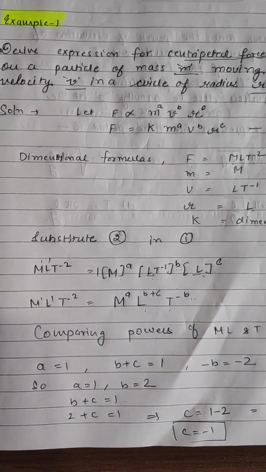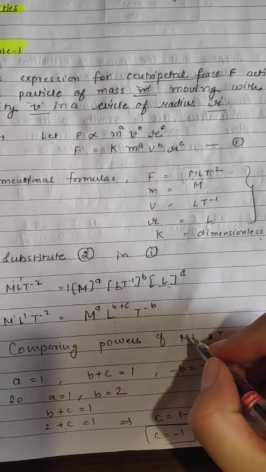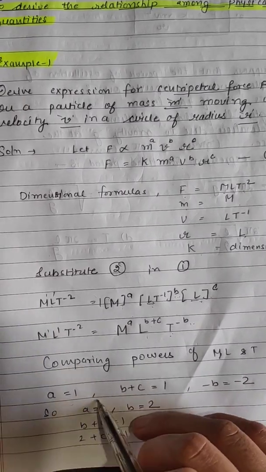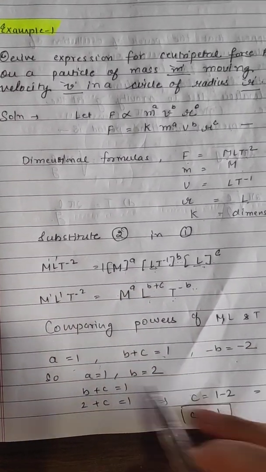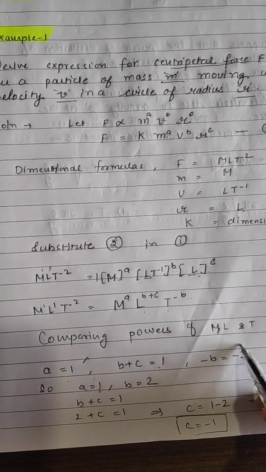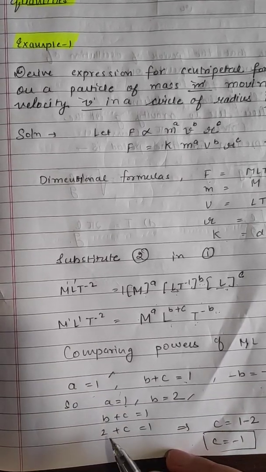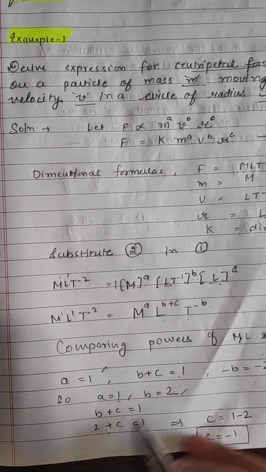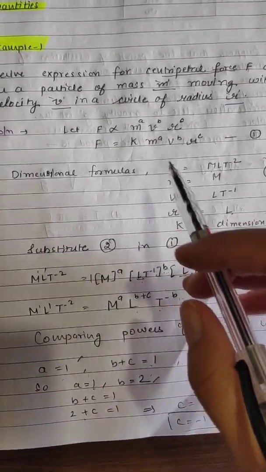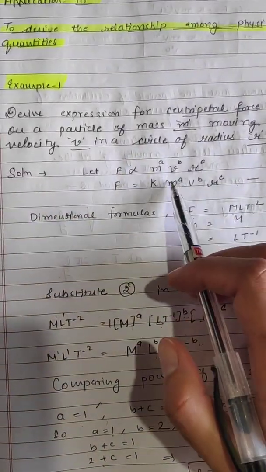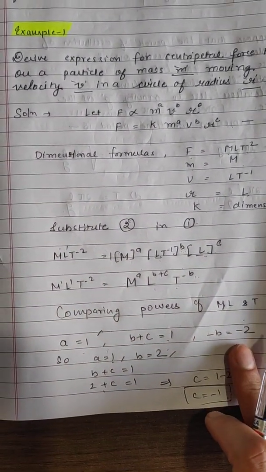Now in the next step we'll compare the powers of m, L and t. a is 1, b plus c is 1, and minus b is equal to minus 2. From here we get a is 1 and b is 2. Minus will be cancelled on both sides. Now if we'll put b as 2 in this equation, we'll get the value of c, that is minus 1. So from here you'll get the values of the powers, that is a, b and c. a is 1, b is 2 and c is minus 1.